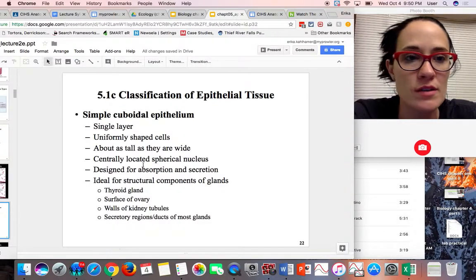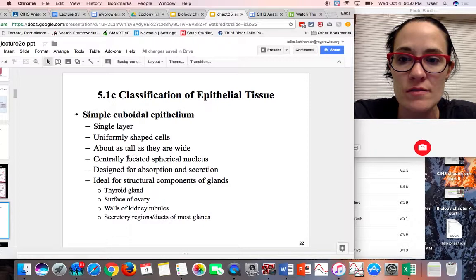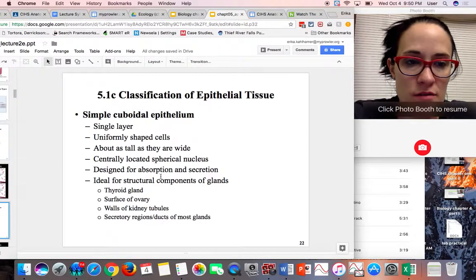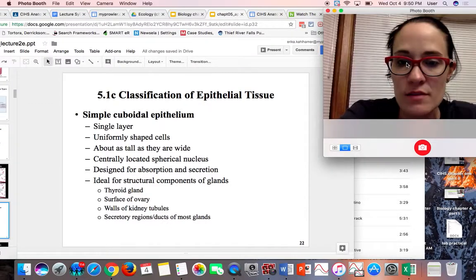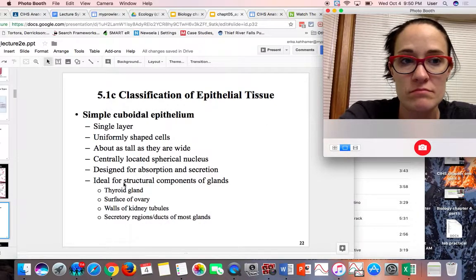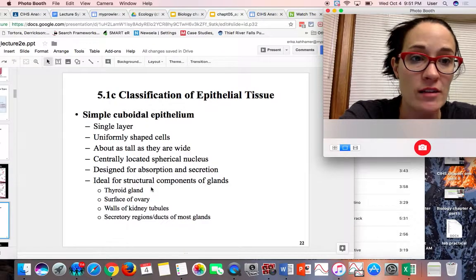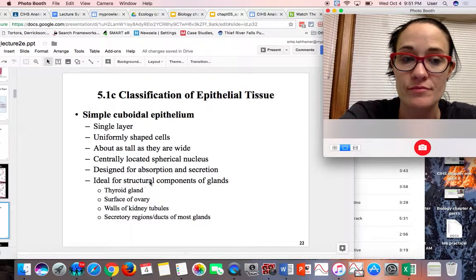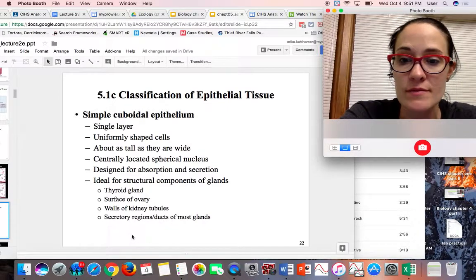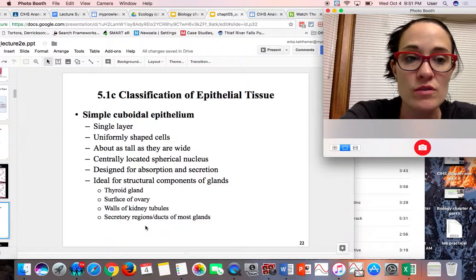Simple cuboidal is a single layer of cube-like cells. They're about as tall as they are wide, like we talked about before. They are ideal for absorption of nutrients and secretion of different secretions. So where do we find it? In the thyroid gland that releases thyroid things. And then the surface of the ovary, walls of kidney tubules.